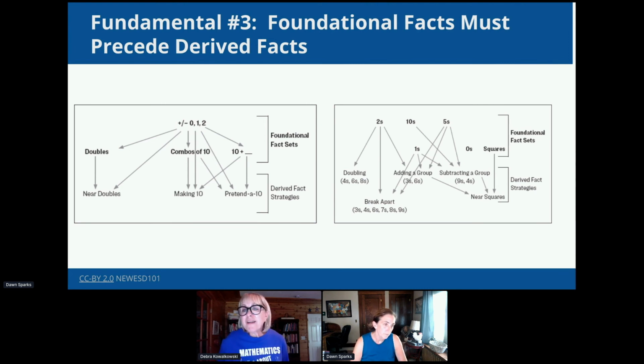And then finally, when I look below there, we get to derived fact strategies, the doubling, break apart, and all those other strategies. Really super important. And there's one also there for addition and subtraction. Again, check your HyperDoc because that lives there and you have access to it all the time.